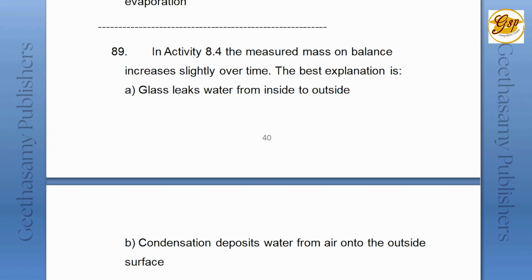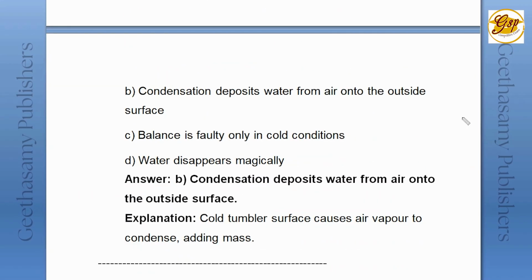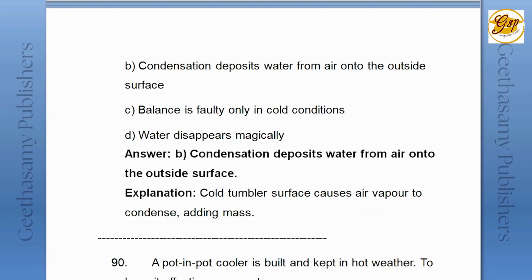And 89th question, right? It's from the book. The best explanation: condensation deposits water from the air onto the outside surface. The correct answer is B. So the cold tumbler surface causes air vapor to condense, adding to the mass, right?